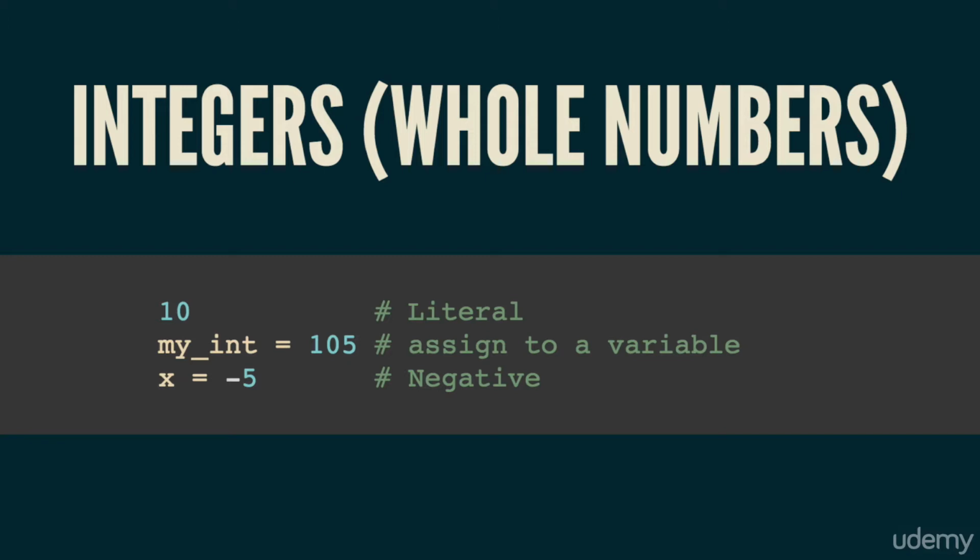So for example, the number 10 here is what's called a literal whole number. The second example is assigning that to a variable called myInt, with the value 105. And the third here is x equals -5. So an integer can also be negative.